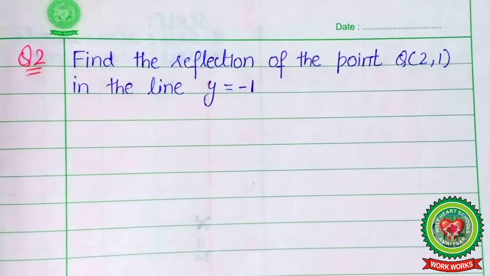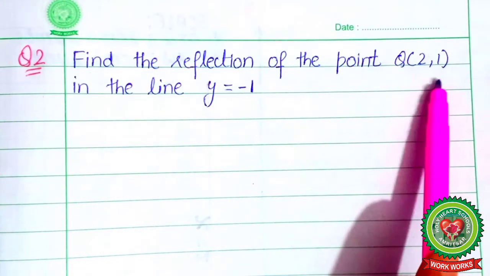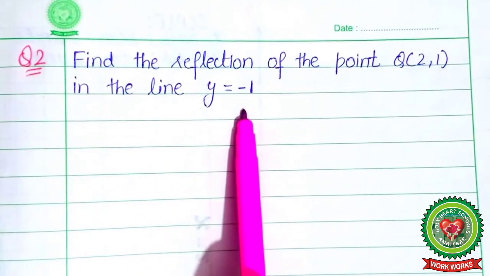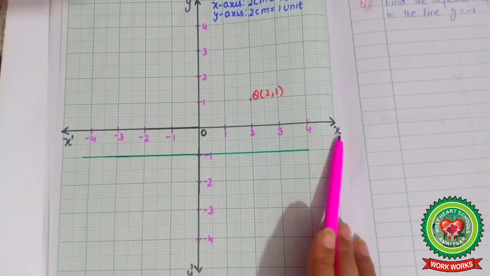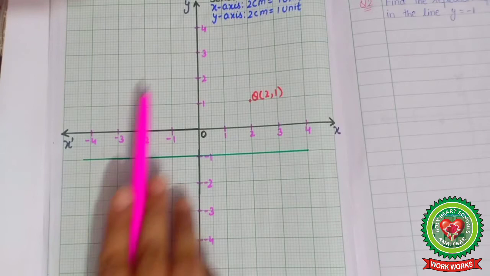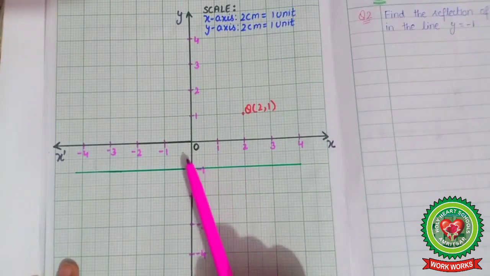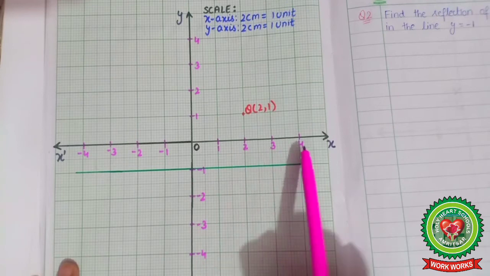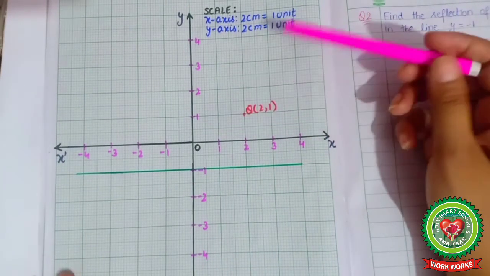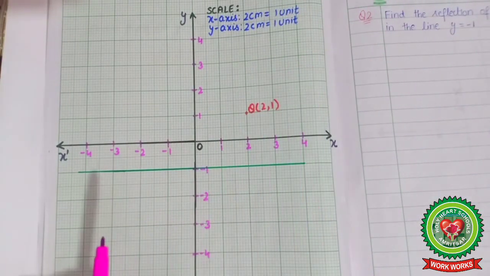Now the second example is: find the reflection of the point Q (2, 1) in the line y equals -1. Again we have to plot the x and y axes first. Here we have to write x, x dash, y, y dash. Then we have to write the scale here. Now 2 centimeter distance is 1 unit here, so the scale is 2 centimeter equals 1 unit on the x-axis and also on the y-axis.